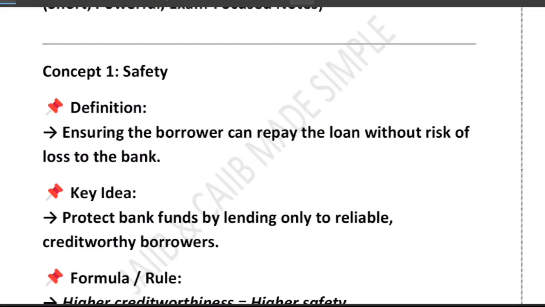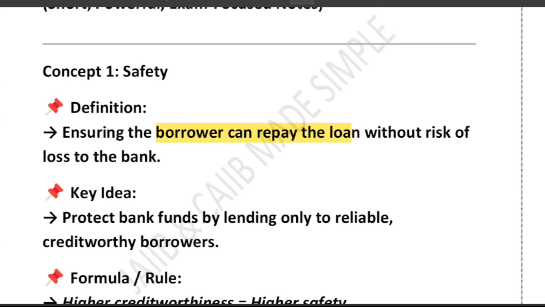So what is safety all about? This is the basic rule that every bank follows before giving a loan. Let's keep it super simple. This is the first and foremost principle, that is called safety. Safety means, can the borrower actually repay the loan? This is the key point. Basically, ensuring that the borrower can repay the loan.